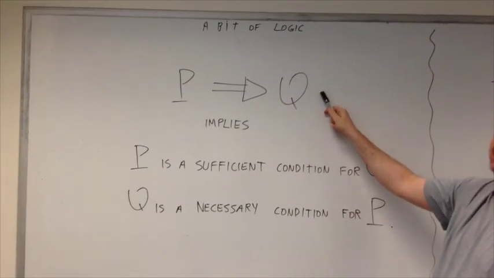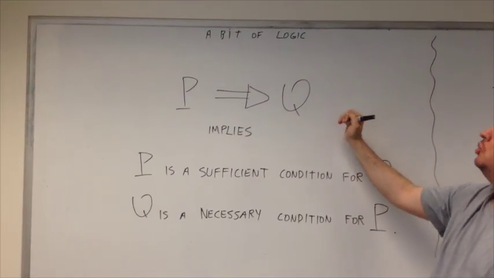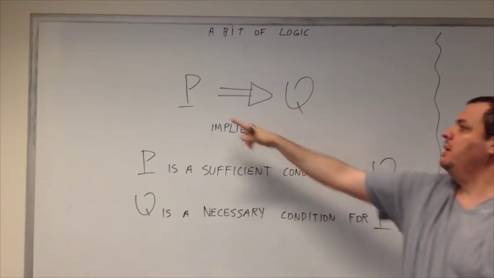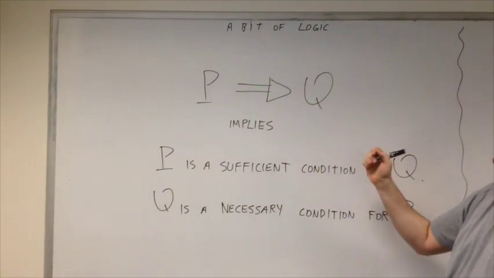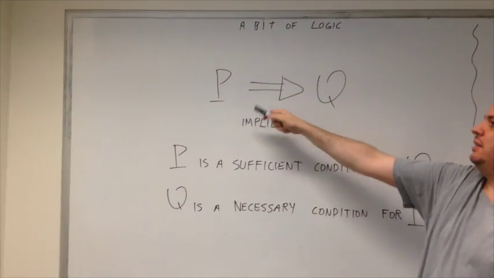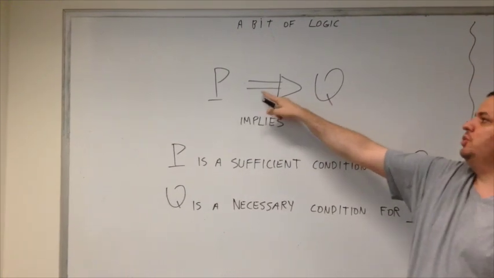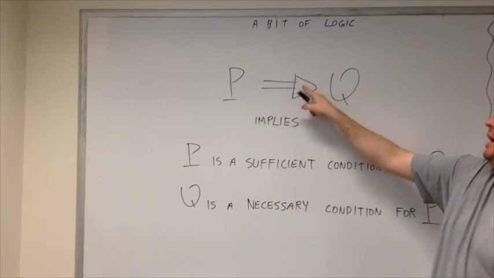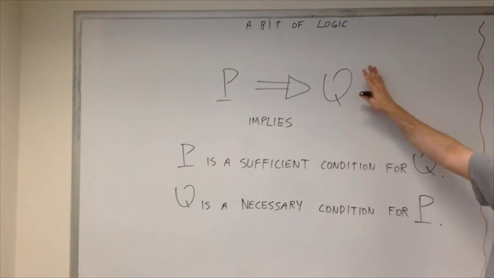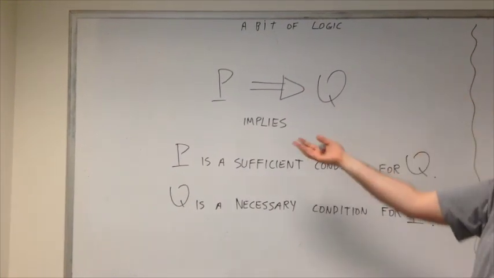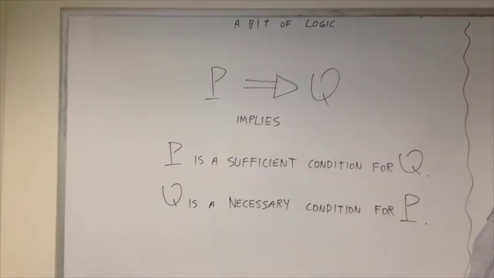Let's talk about logic, a little bit of logic. So suppose you have two statements, P and Q, and we can write this to say that condition P implies condition Q. And we use this double-edged arrow to indicate that. So that's a notation to say that condition P implies condition Q.